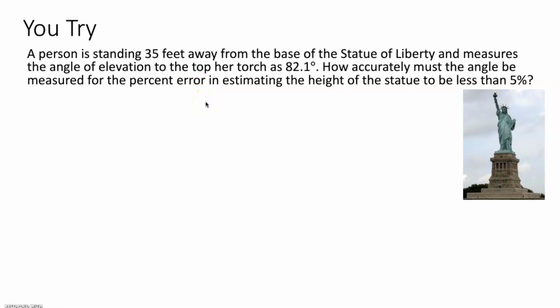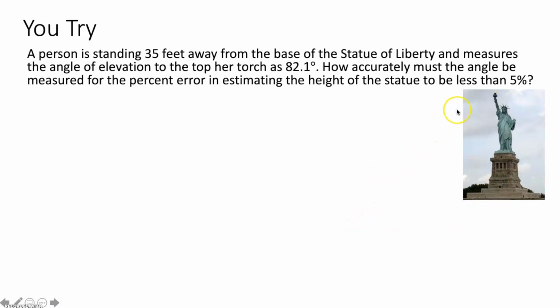So the first step in a related rates problem is to make a sketch, and we're going to label any constant measure with a number, and any numbers that are changing or have some type of error associated with them, we're going to label with a variable. So this person measuring the angle of elevation to the top of the torch of the Statue of Liberty is 35 feet away from the base. Now that measure is constant. That measure we know for sure. So that's going to be a number that we label.